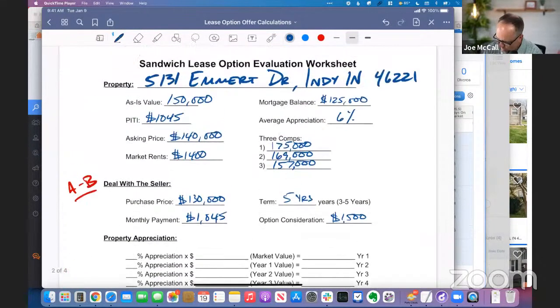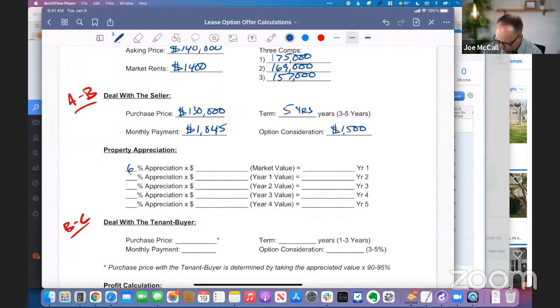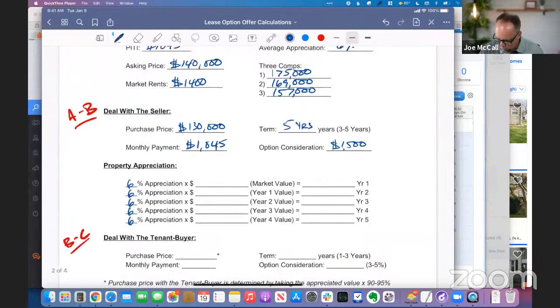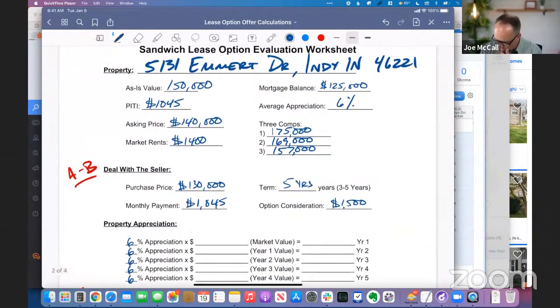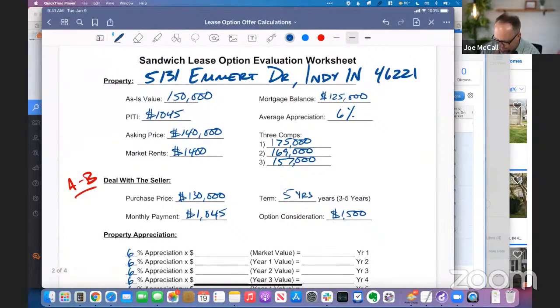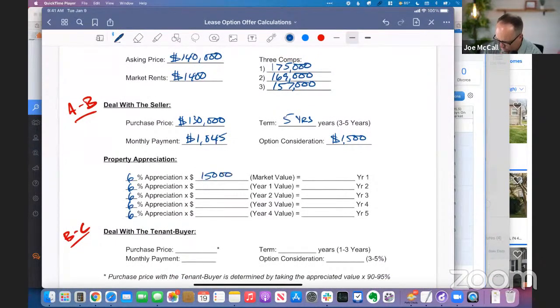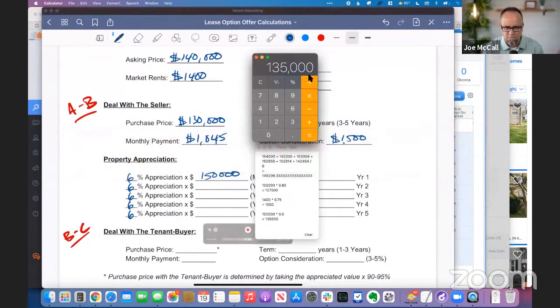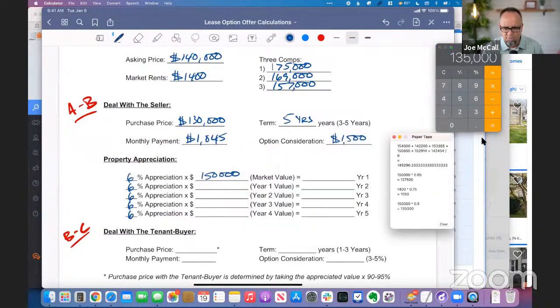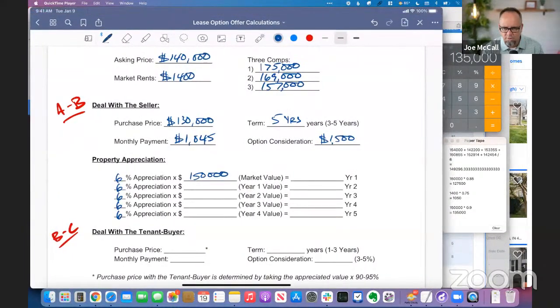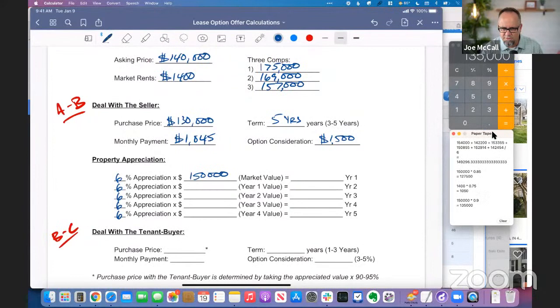Now let's look at appreciation here. We figured 6%, right? Now this is where you're going to have to bear with me here. So at the end of year 1, what's the property going to be worth? We're saying it's going to be worth 150, right? So I'm going to put 150 here times 1.06. So I'm going to go to my calculator. Let me move this over so you can kind of see what I'm doing here. We all good? You guys can still see my screen. If you're listening on an audio podcast, my apologies.